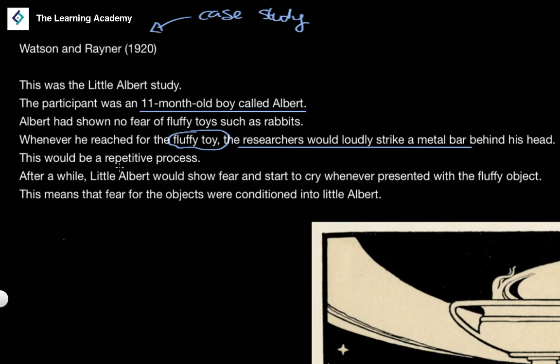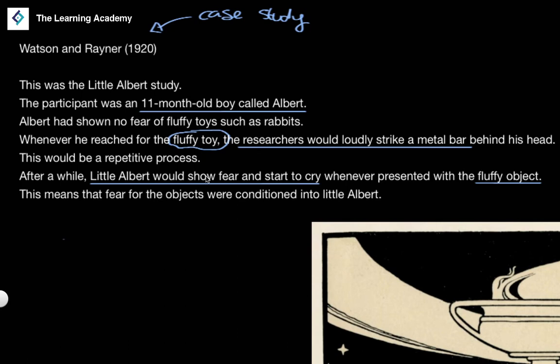And after this was repeated and repeated, they would remove this stimuli. They would remove the striking of the metal bar and just present Albert with the fluffy object. And regardless of whether or not the metal bar being struck was present, Albert would show fear and start to cry whenever presented with the fluffy object. So we have conditioned this response to this neutral stimuli.